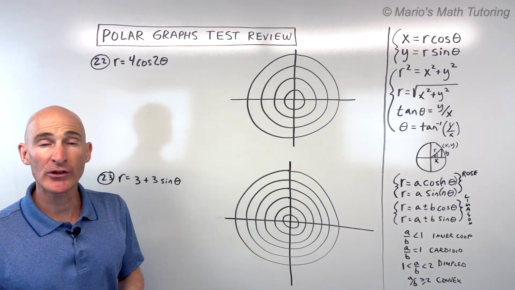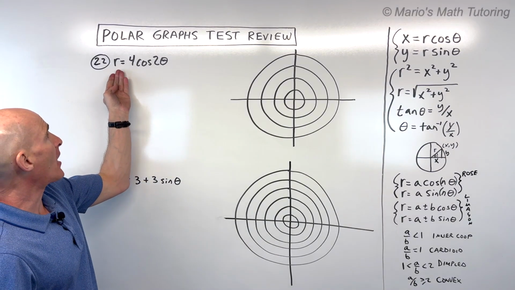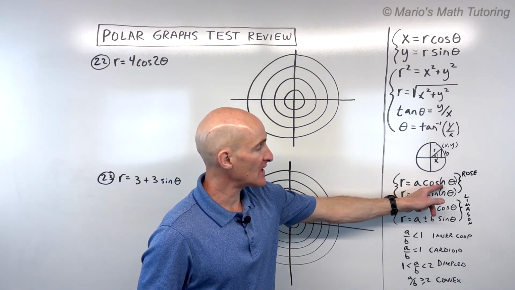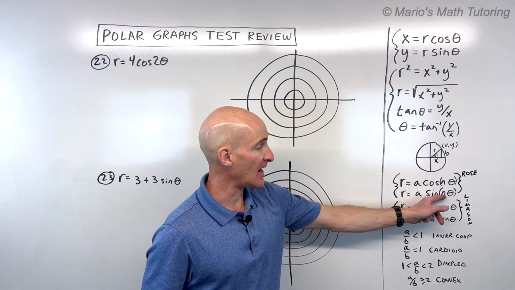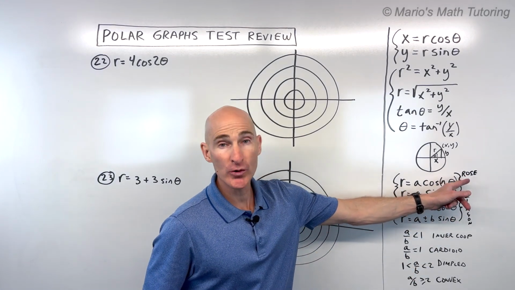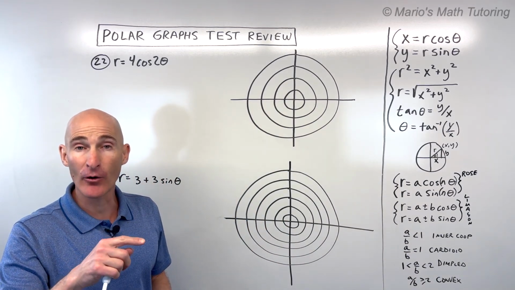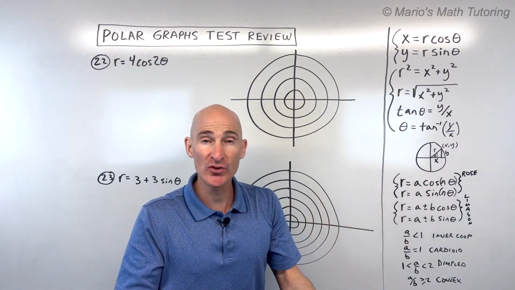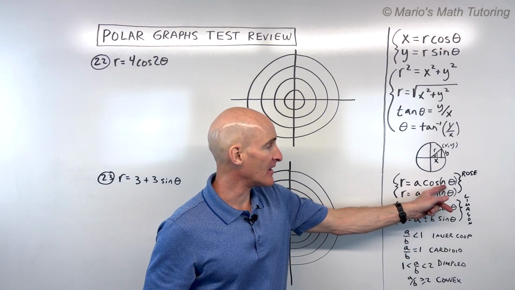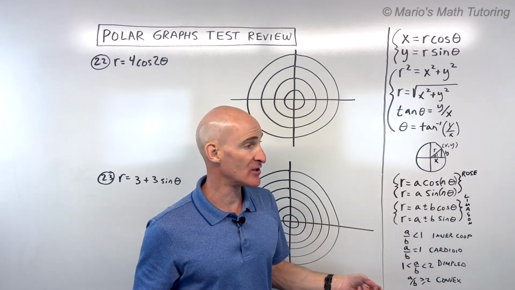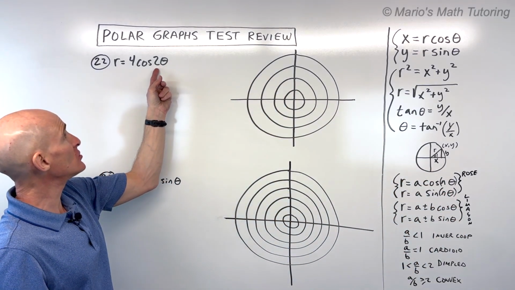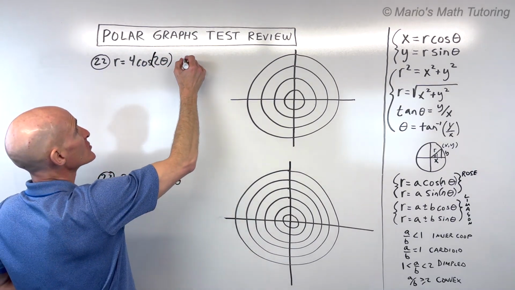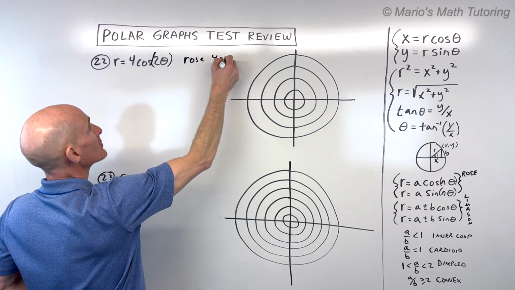Graph number 22 and 23, some different types of polar graphs here. We've got r equals 4 cosine 2 theta. Now, when it's in this form, r equals a cosine n theta, or r equals a sine n theta, this is what we call a rose curve. A rose curve basically looks like a flower and it's got petals. The important thing is that if n is even, you get 2 times n number of petals. If it's odd, like 3, you get 3 petals. If it's 5, you get 5 petals. 7, you get 7 petals. But in this case, this is 2, which means we're going to have 2 times 2, 4 petals. So we'll just say rose curve, 4 petals.